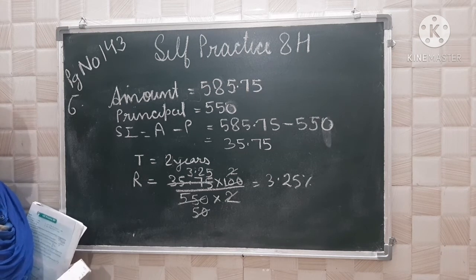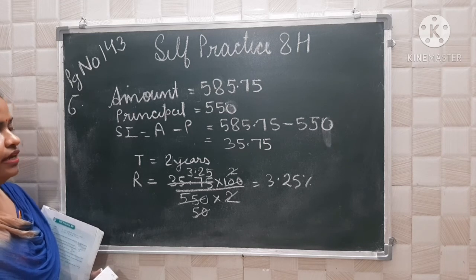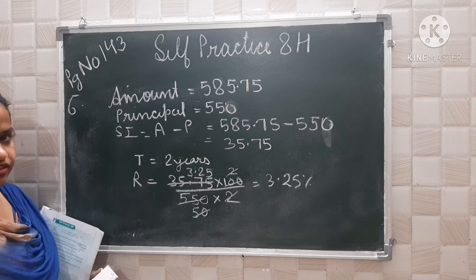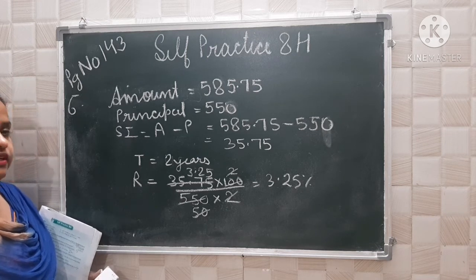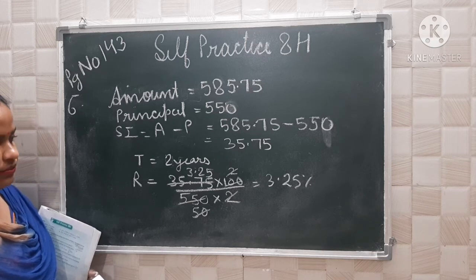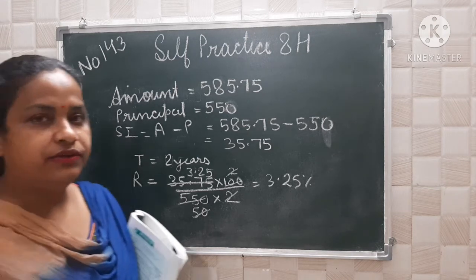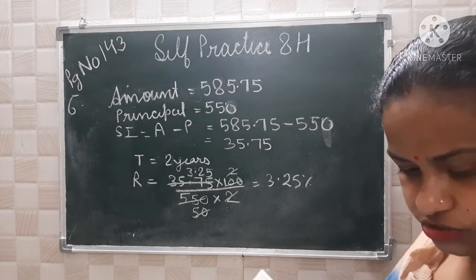3.25%. Now amount is 585.75. Principal is 550. SI is amount minus principal means 585.75 minus 550. That is equal to 35.75 and time is equal to 2 years. What will be the rate? 35.75 into 100 upon 550 into 2, that is 3.25%. Okay students, is it clear to you all up till here? Now see question number 7.